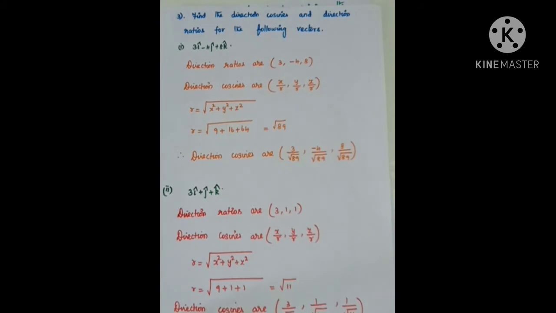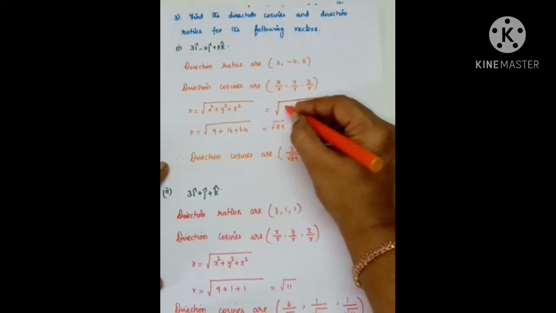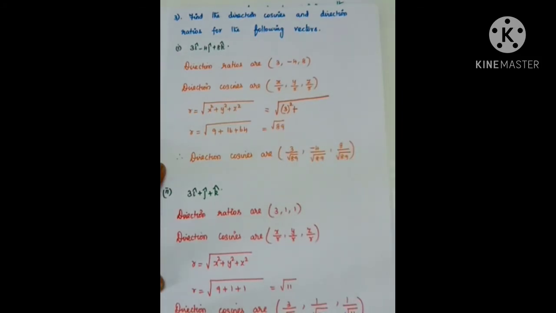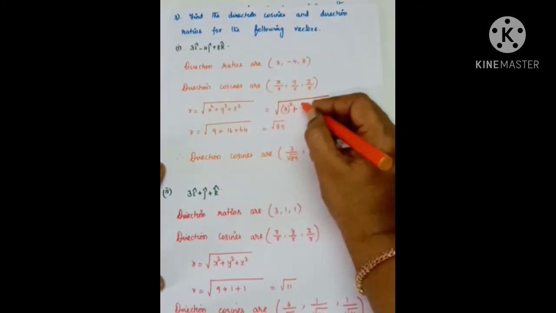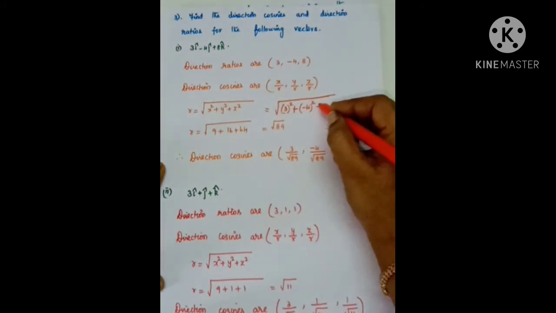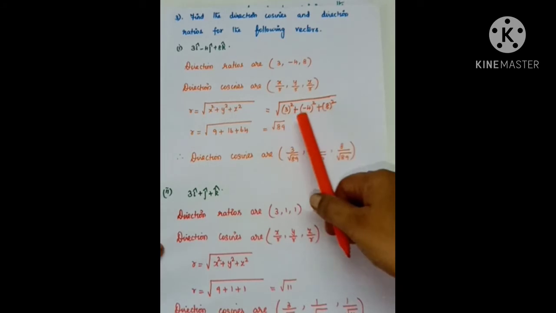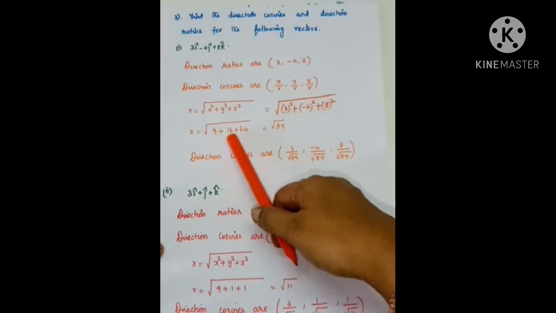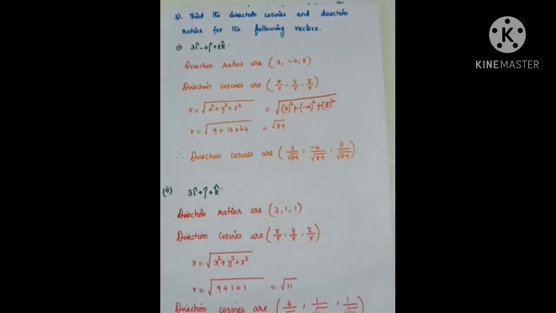Next one, what is y? Minus 4. So you see how it should be written. It's a square root of 3 the whole square plus. In between you have to write plus. What is y? y is nothing but the coefficient of j vector, that is minus 4. So we have to write minus 4 the whole square. Next one, plus. What is the coefficient of k cap? That is 8. 8 the whole square. So the answer is 9 plus minus 4 the whole square is plus 16 plus 8 the whole square is 64. So that is equal to square root of 89.